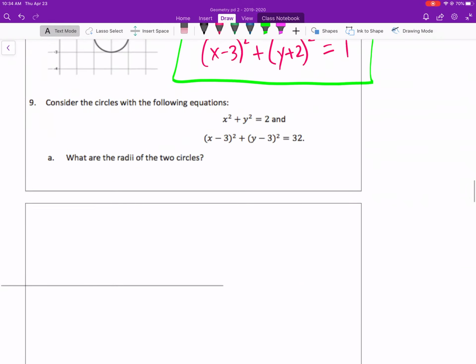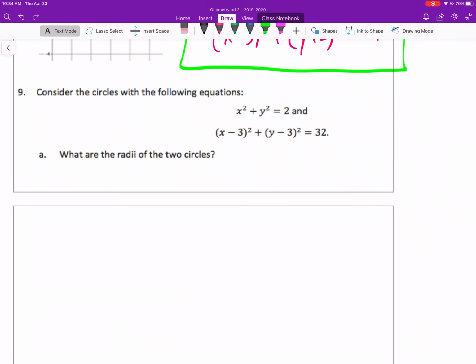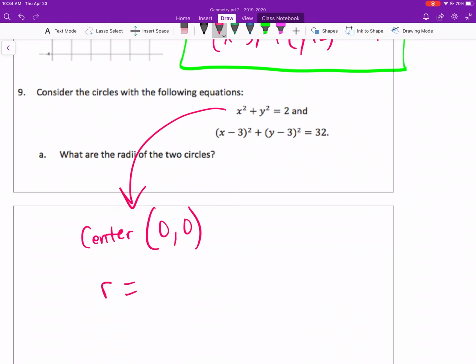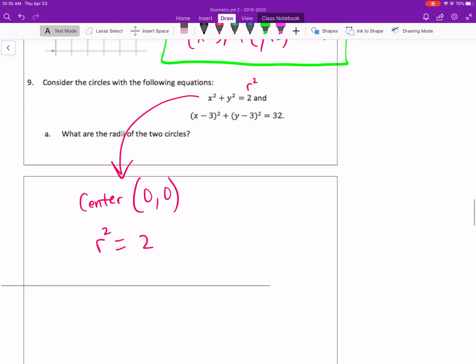Alrighty, and the last two, consider the circles. What are the radii? We're going to say the center and the radius. So for this one, x squared plus y squared, if those are by themselves, the center is 0, 0. And the radius is equal to, well, in your equation, remember, that's r squared. So r squared is equal to 2. You'd have to square root both sides. And you would get that the radius is equal to radical 2. Remember, you have to square root if you're going from equation to saying what the radius is.